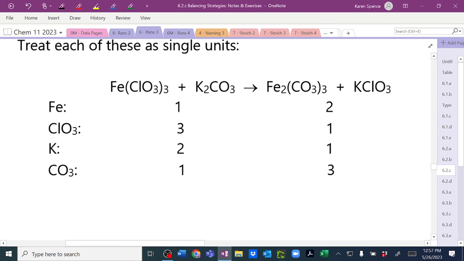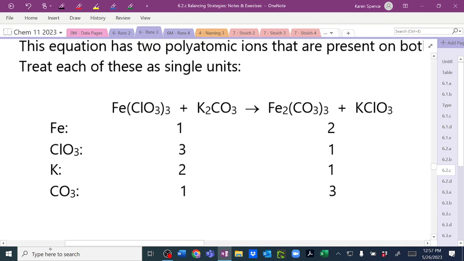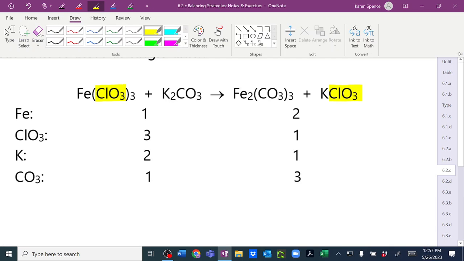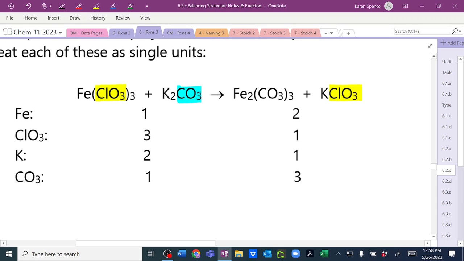Okay. Let's try this one here. Which polyatomic ions do we have? We have ClO3. Who else do we have? CO3. And we have them both on both sides, so we can treat them as single units.